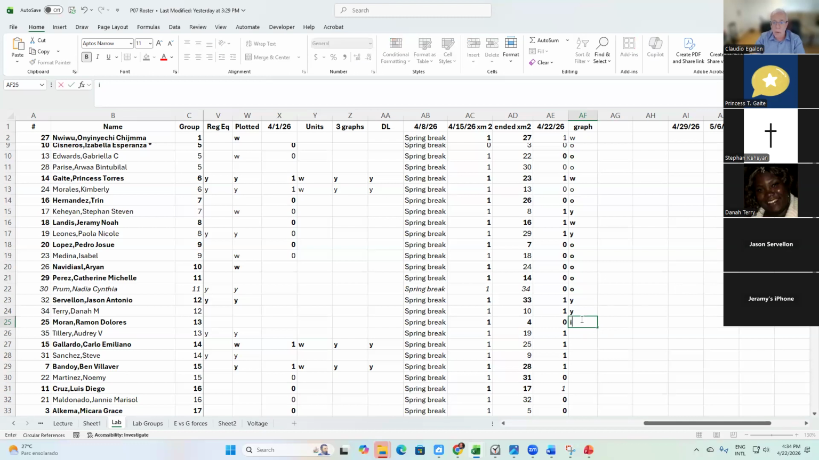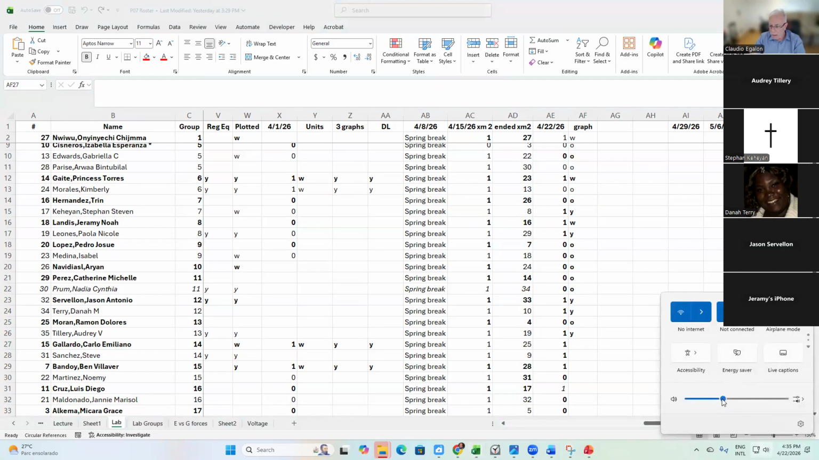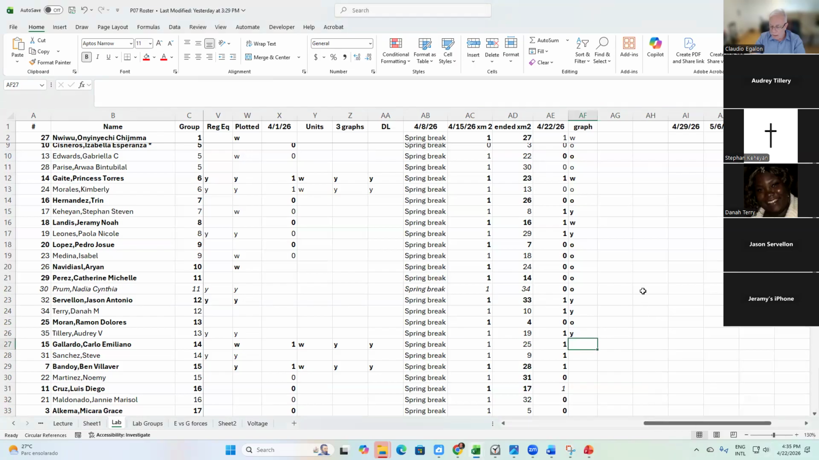Next is Ramon. Ramon here? No. Okay, we're not gonna have our second break. We're running out of time here. Audrey Tylery. Yes, I plotted. I just have a question. When we do the V1 and the I, and it shows it in scientific notation, how many decimal points should that be when we change it to a number format?